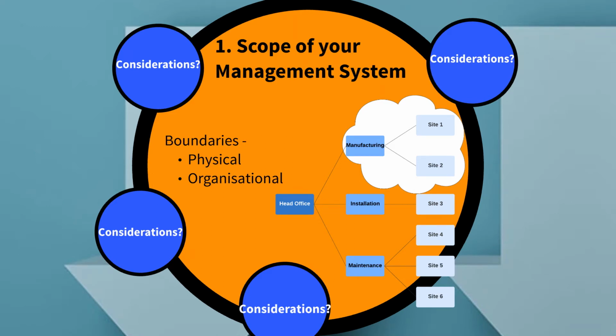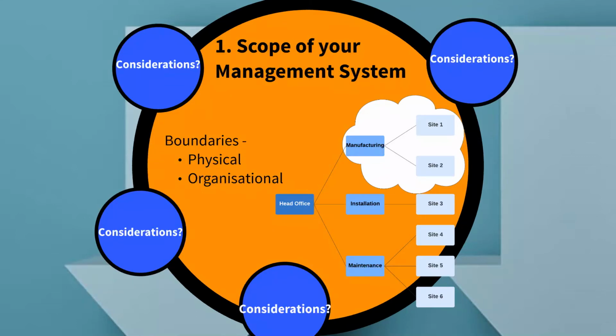What does this concept mean, and what are some of the considerations from a business perspective? The scope of the management system is really saying, what are the physical or organisational boundaries that your management system is being applied to, is probably more accurate.